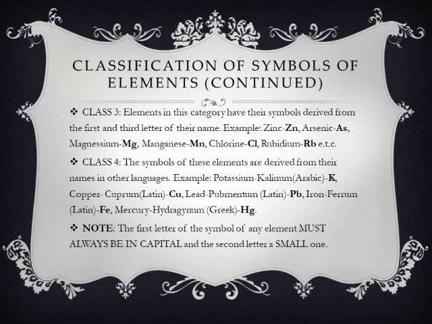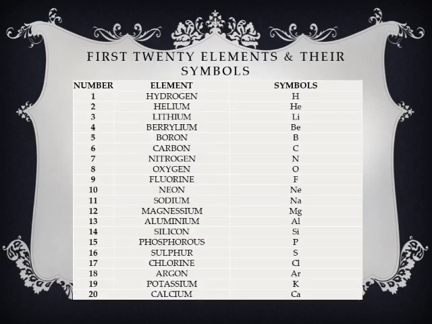Now, I want us to note that, if you've observed from the way I've been writing the chemical symbols, the first letter of the symbol of any element must always be in capital. Then for those that have two letters as their symbols, the second letter must be a small one. So it is important for us to note that the first letter must be a capital letter, and for those that have two letter symbols, the second letter must be a small one.